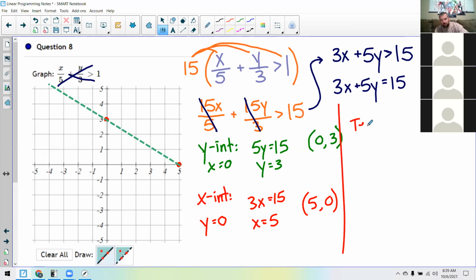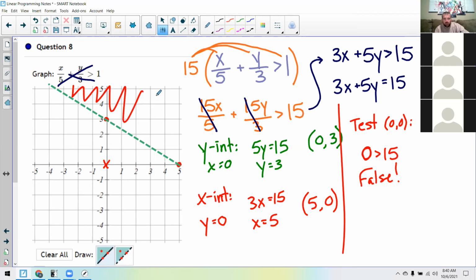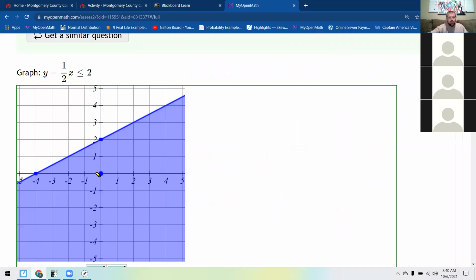And then we will test 0, 0. Plugging in 0 for both, I get 0 times 3 plus 5 times 0 is greater than 15. 0 is not greater than 15. This is a false statement. So 0, 0 doesn't work. So I'm going to shade above it. So there's 4 things you got to remember. The intercepts, dotted line, shade above. 0, 3 and 5, 0.